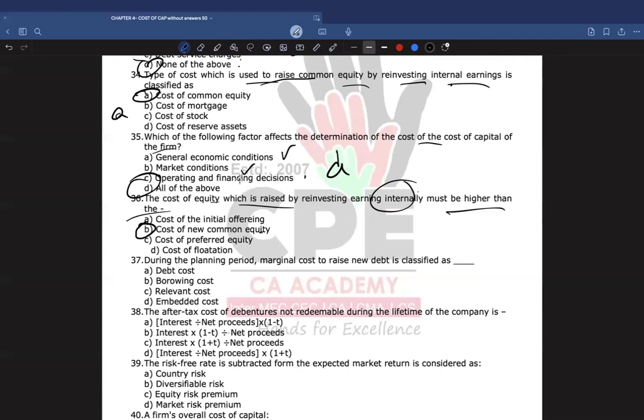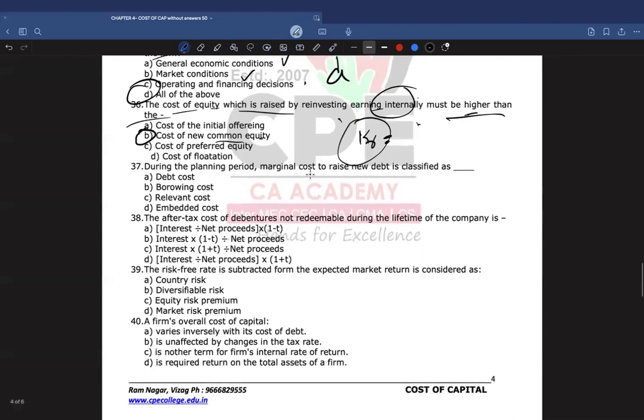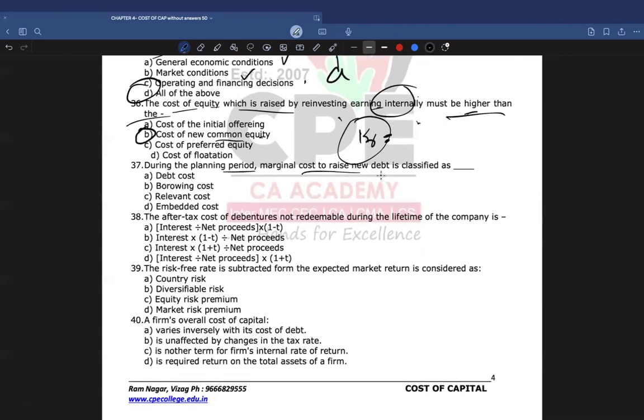Maybe logically, the cost of equity which is raised by internal financing, that is Kr, must be higher than the cost of retained. The expectation should be higher than the cost of raising new equity, which is better from the shareholder perspective. During the planning period, marginal cost to raise new debt is classified as what?